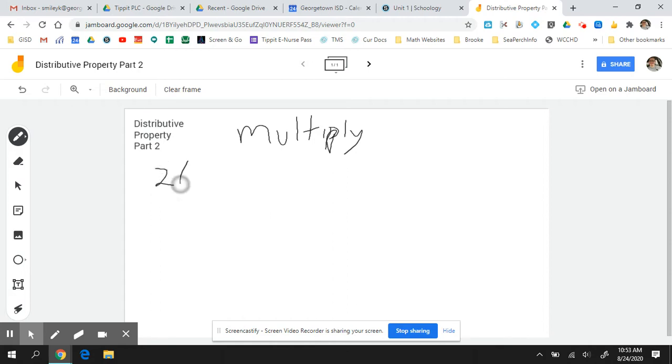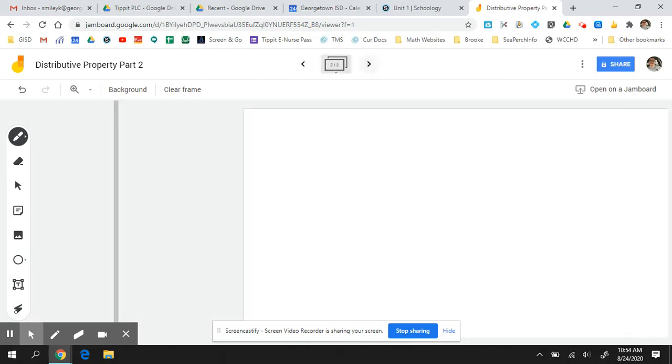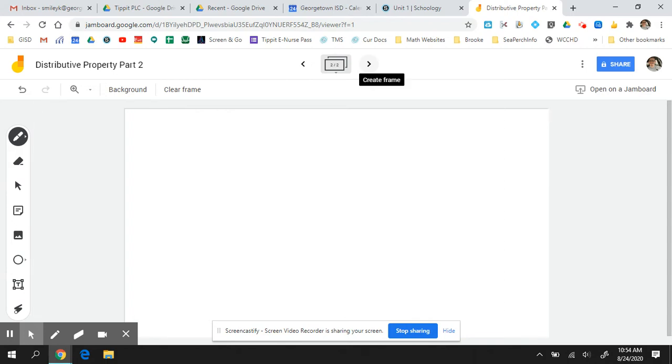So like for part 1, you had 2 on the outside, x plus 3 on the inside, and you multiplied as you went. 2 times x is 2x, and 2 times 3 is 6, and that's what you got for part 1. Okay, for part 2, you might have to add in some combining like terms. So let's do 3 parentheses x plus 4, plus 5.